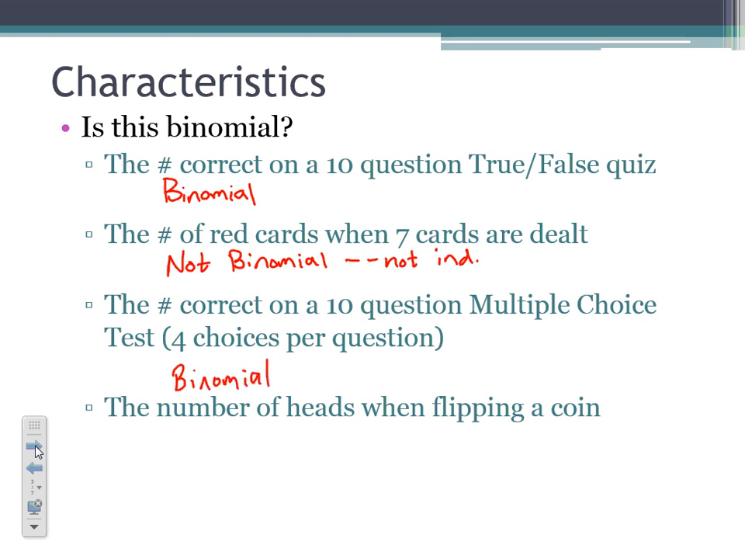All right? And then the last one, how about the number of heads when flipping a coin? Well, we have only two outcomes, right? Either get a heads or tails. And we have independent events. We know the flip of the coin stays consistent throughout. But this one's not binomial. And the reason being, we haven't specified how many times we're going to flip that coin. All right? So those are the things that we want to think about as we look at a setting to consider is it binomial. All right? So hopefully that helps you in that context.